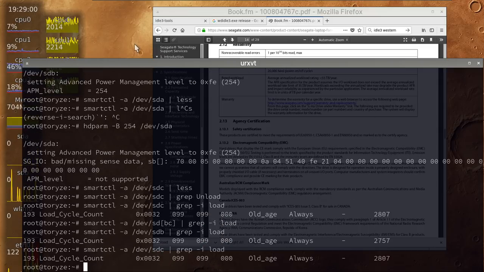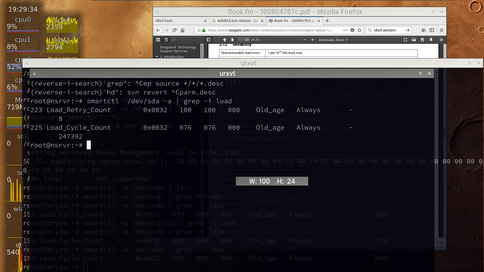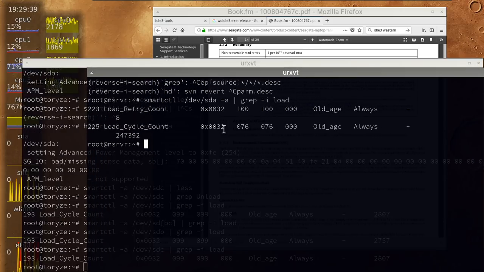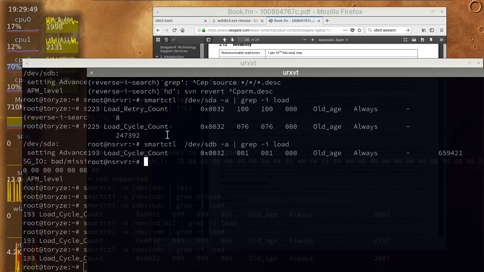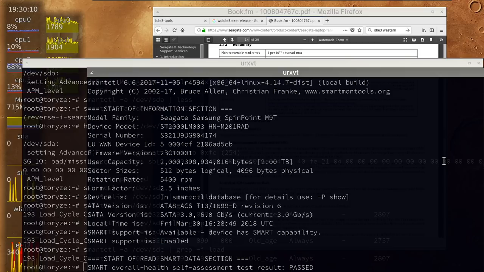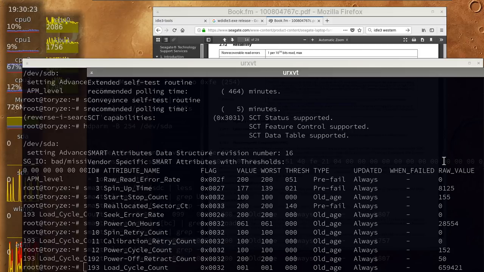While we are waiting here a second, this is another office server of ours. And here you see exactly the problem. We did not realize this with this storage. And this drive already indeed has 247 load cycles. This one has even already 659,000 load cycles. And the drives in question here are indeed a Seagate, 2.5 inch, 2 terabyte, and a Western Digital with 2 terabytes. I think they should not be so old.